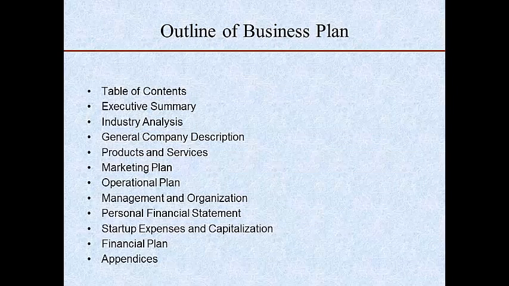First off, the table of contents will list all the different sections of your plan. The executive summary will be kind of an overview of what's in it, although you'll write this last because you want everything to be done. Industry analysis is basically you're explaining the landscape of what your company is going to participate in, what the industry's like, what the markets are like.